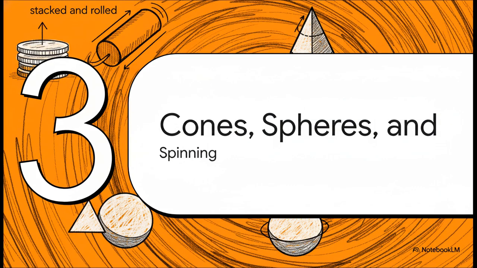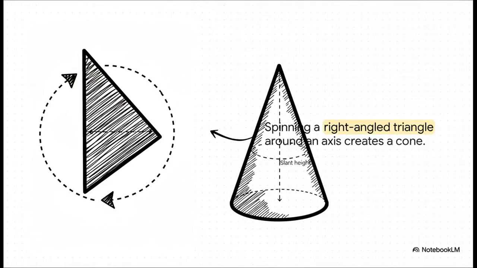Okay, we've stacked and we've rolled. Now let's bring in a third, more dynamic way of creating shapes: spinning. And this is where we get into some really elegant, beautiful forms, like cones and spheres. Check this out. If you take a right-angled triangle, hold it by one of its straight edges, and spin it around that axis really fast, its long slanted edge, the hypotenuse, traces out the shape of a cone in the air. It's a 3D object created entirely from the motion of a 2D shape.